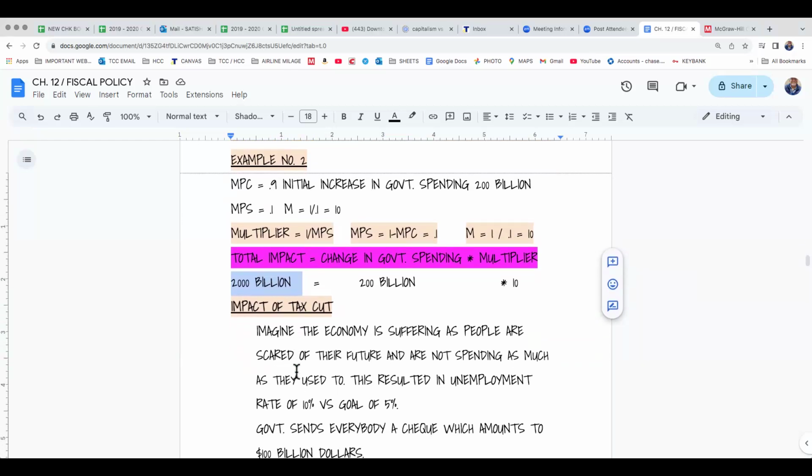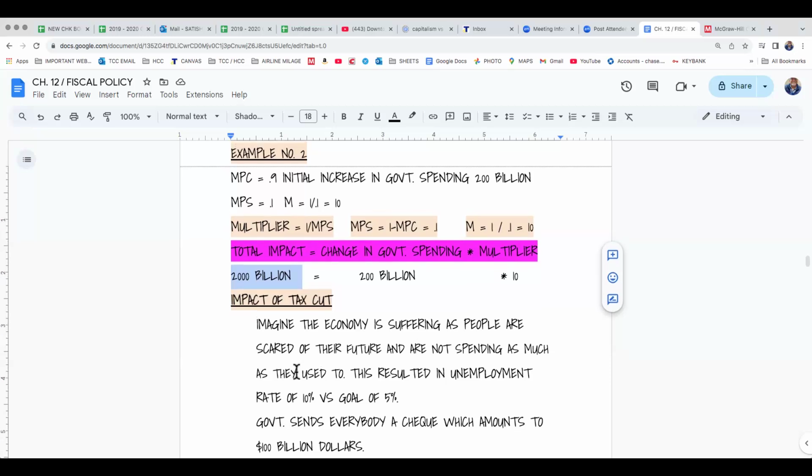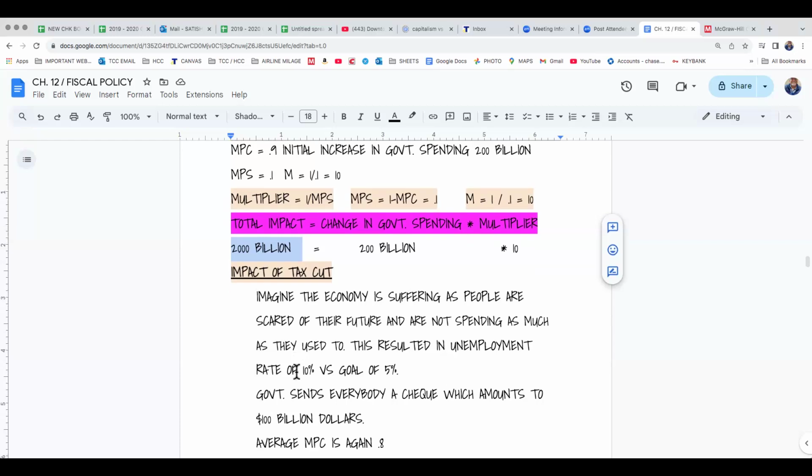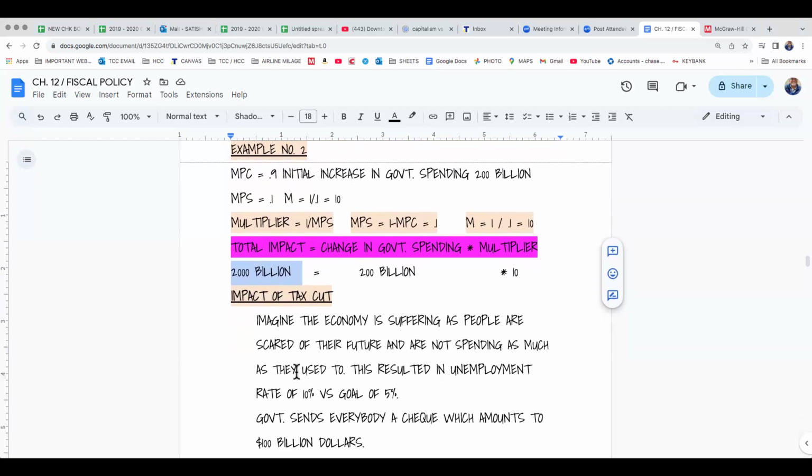So when government is trying to revive the economy, it has two options. It can either spend the money itself, buying defense equipment or building a highway or building schools or building hospitals, or they can send a check to its citizens and let them spend the money. So the government can either spend money or give a tax cut to people. Now I'm going to show you the impact of a tax cut.